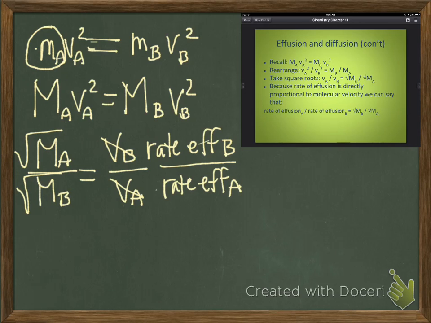Because they are directly proportional, we can get rid of those velocities and we can put in the rate of effusion of B over the rate of effusion of A. So now we've got all numbers that we can actually obtain under these kind of conditions. The molar mass of A, the molar mass of B, and their relative rates of effusion. This is going to form a ratio that we're going to use a couple different ways.